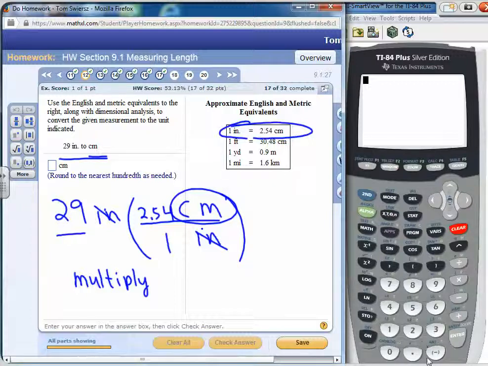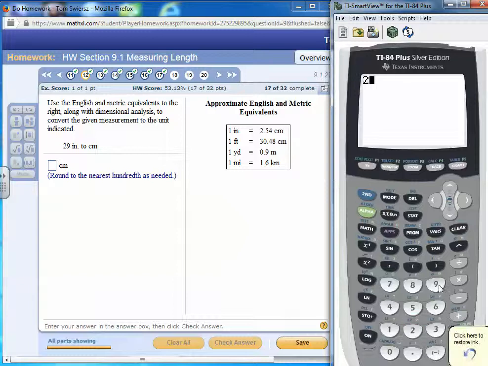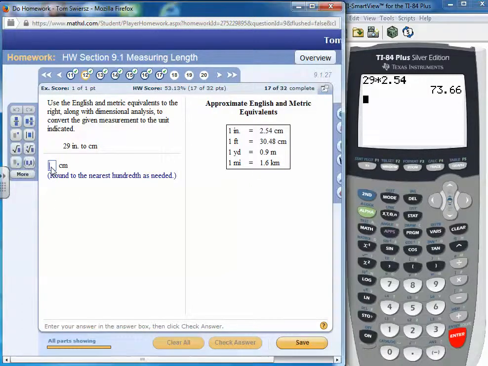In this case, they're both in the numerator. Multiply. If the number that's not 1 is in the denominator, then divide. So we have 29 times 2.54. 73.66 to the nearest hundredth is 2 decimals. That's what it came out exactly to, 2 decimals. So we just input that number. Very good.